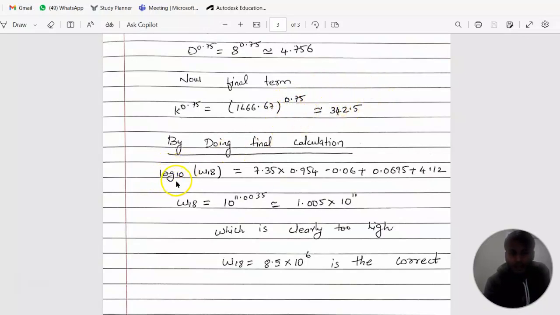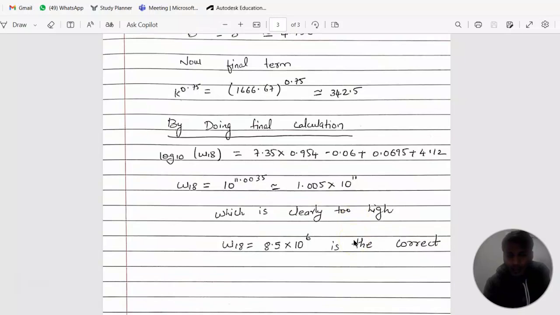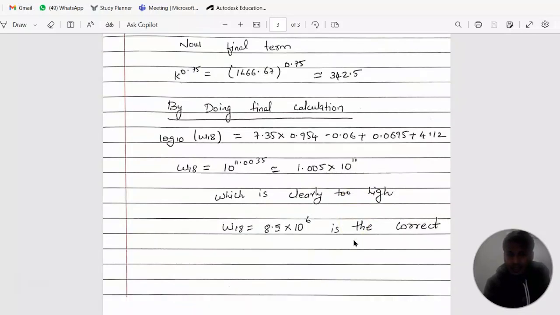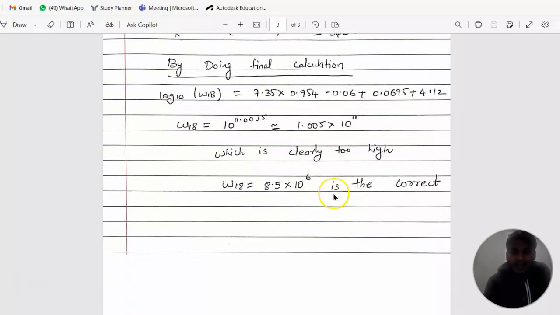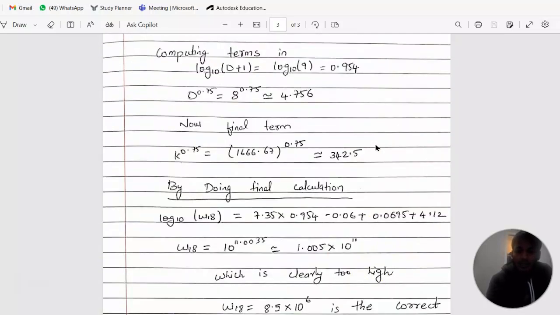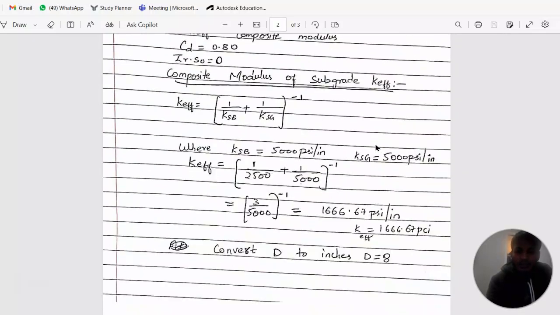We have the formula log 10 of W18 is equal to 7.35 times 0.954 minus 0.06 plus 0.0695 plus 4, 1 by 2. In the final calculation, by substituting all these values, we will get 1.005 into 10 power 11, which is clearly too high. So we will get the answer as 8.5 into 10 power 6 as the correct one, because by taking all this in the formula, we are getting a high value. That's why 8.5 into 10 power 6 is the correct answer.